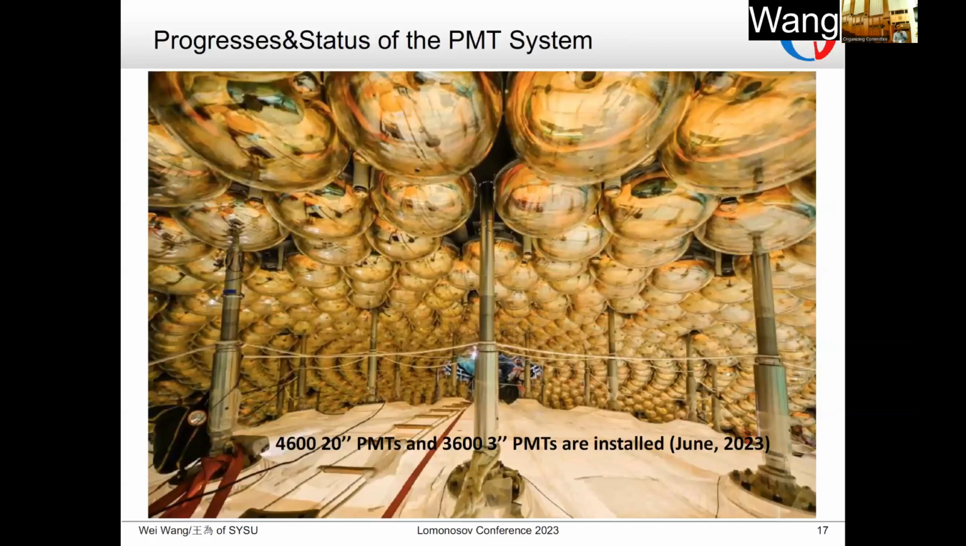And these are the installed PMTs. This is a real picture of the situation. We have installed 4,600 20-inch PMTs and 3,600 3-inch PMTs as of the end of June. Together, we have 20,000 20-inch PMTs in total, so we are about 20% done.